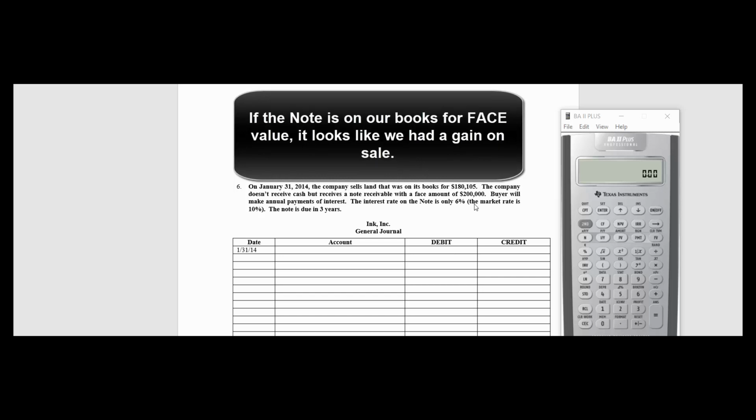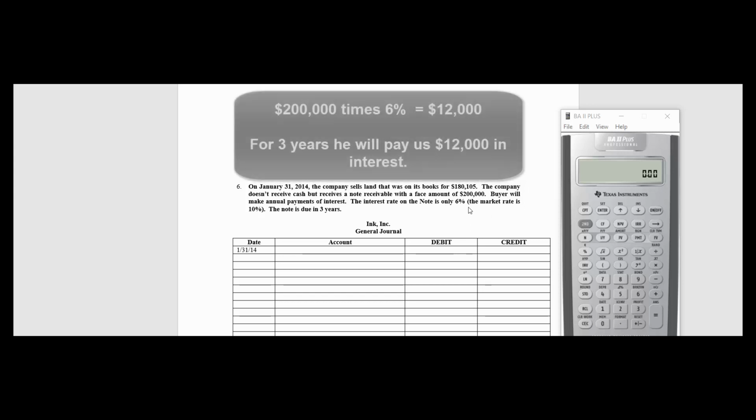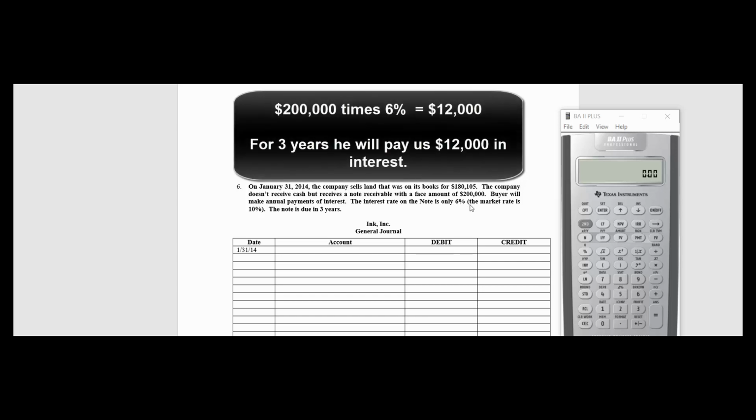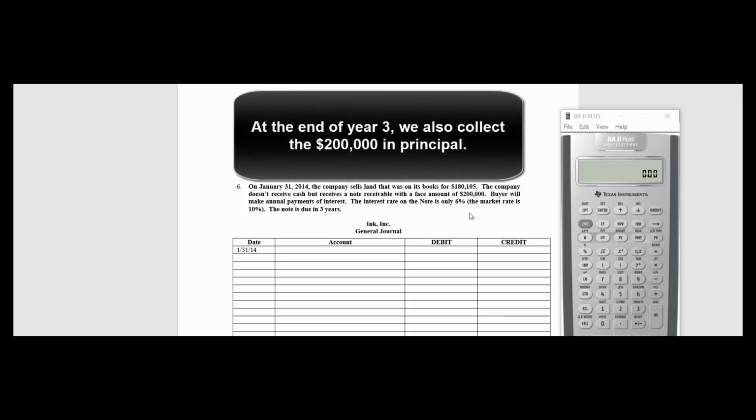So if it's going to be a $200,000 note at 6% interest, that means that every year he's going to pay us $12,000 in interest. 6% of 200,000 is $12,000. We're going to collect that for 3 years, and then at the end of that third year, we're also going to get the $200,000 back. So we've got to find out what that note is really worth.